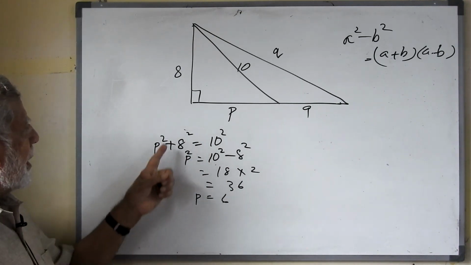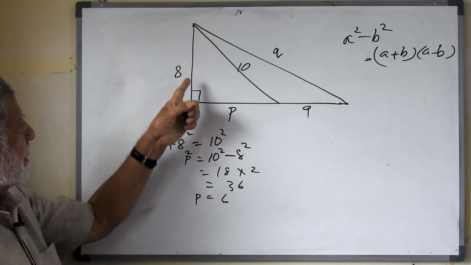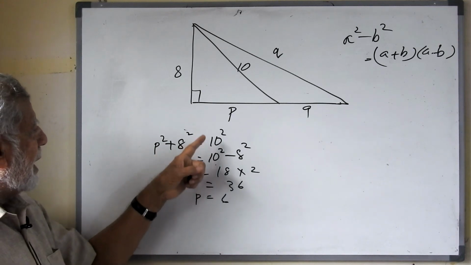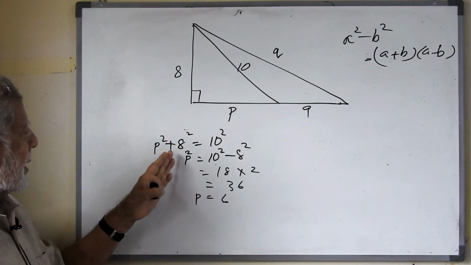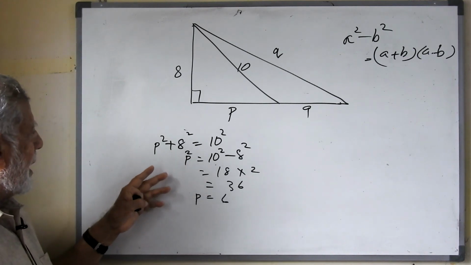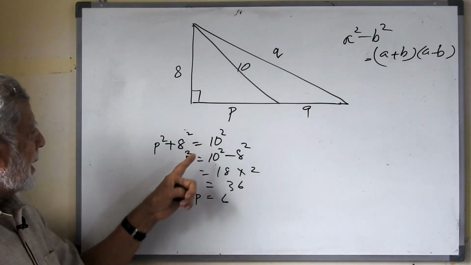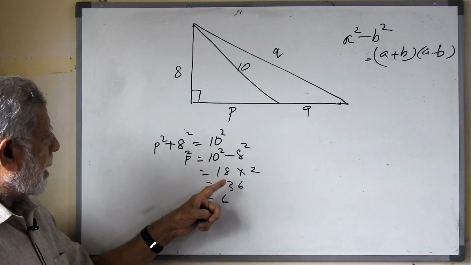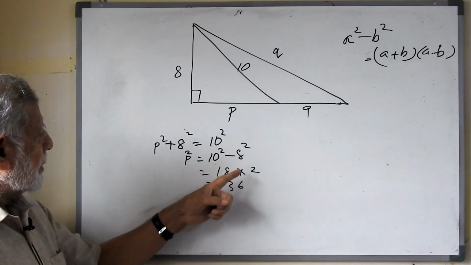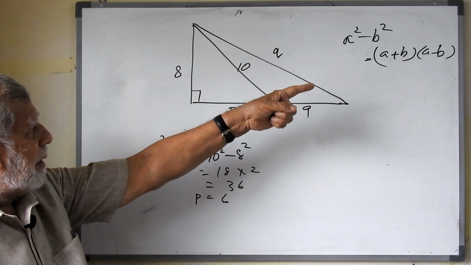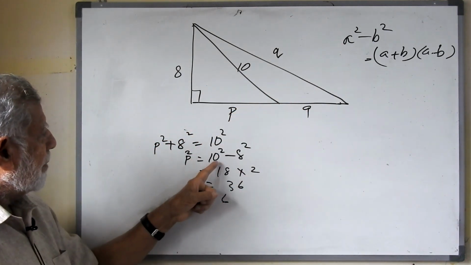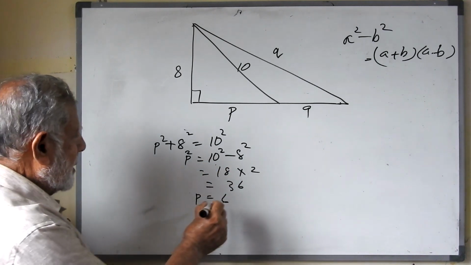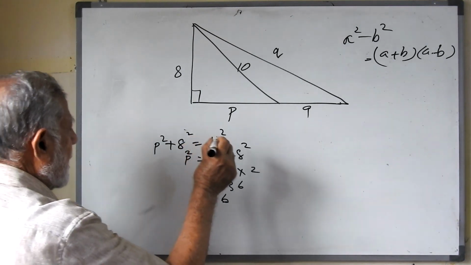As simple as that. So I'll explain again this right angle triangle. We have p squared plus 8 squared equals 10 squared. We write the unknown on the left hand side so that we'll be able to solve it easily. So p squared equals 10 squared minus 8 squared. So we use the formula a plus b and a minus b. So a plus b, 10 plus 8 is equal to 18. 10 minus 8 equals 2. 18 into 2, 36. So p squared is equal to 36. Now we have found out p is equal to 6.